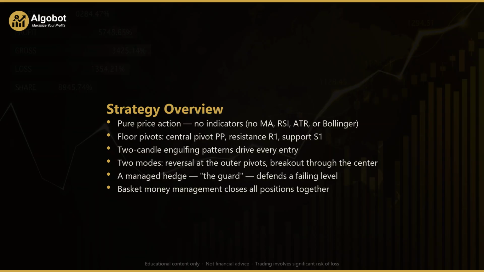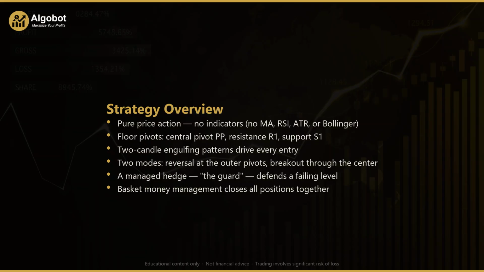Where that engulf appears decides what it means. At an outer pivot, it reads as exhaustion and signals a reversal back toward the center. At the central pivot, it reads as acceptance and signals a breakout toward the next level. On top of that, the strategy carries a defensive feature it calls the guard, an opposite hedge leg deployed if the level it leaned on gives way.